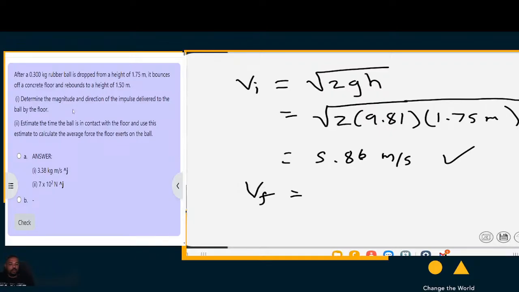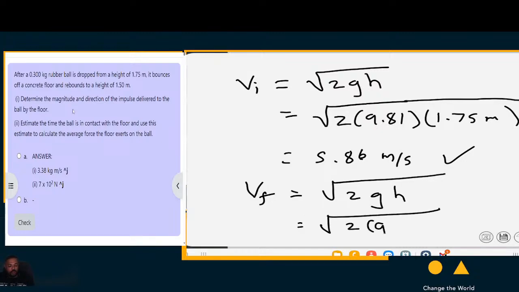How do we get V final? V final is nothing but the square root of 2gh. So we use the same formula, 2 times 9,81 meters per second squared, of course, and then 1.5. That gives us, let me see if there's still space. I'm looking at multiple screens, so I can't write it there. Let me just finish here at the bottom. That gives me an answer of 5.42 meters per second. So that is the final velocity.